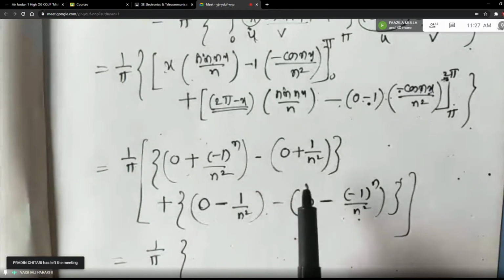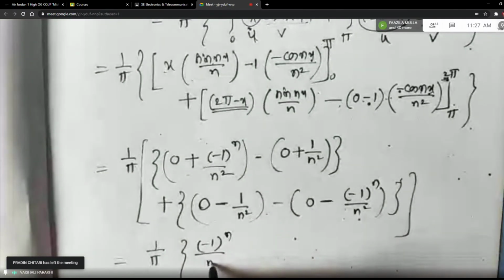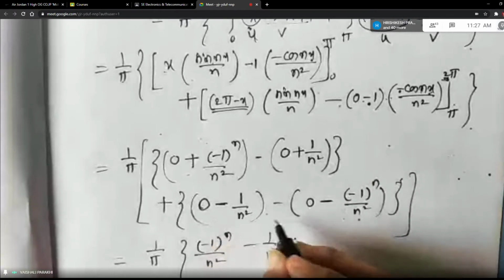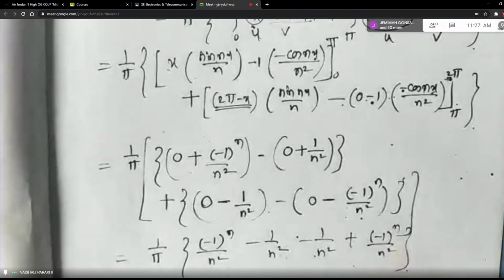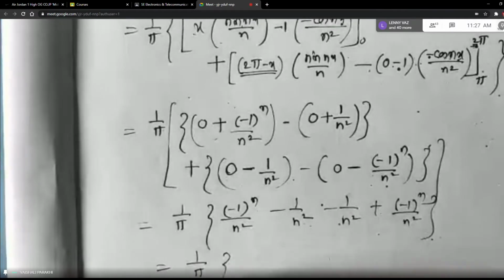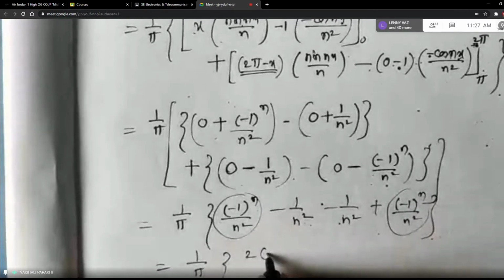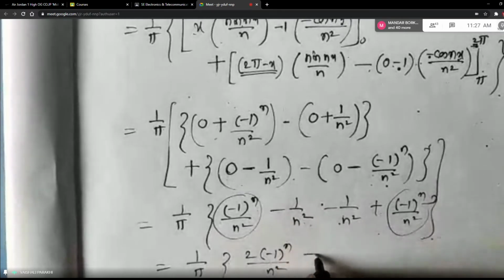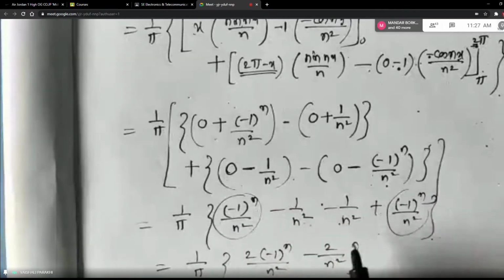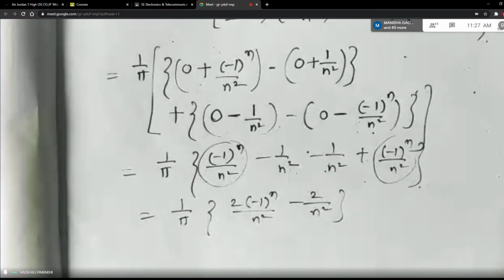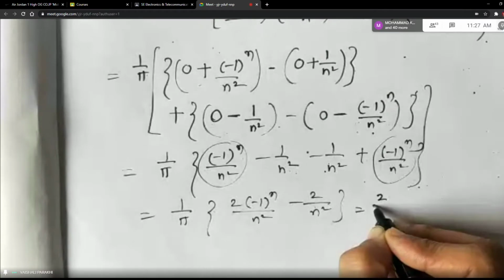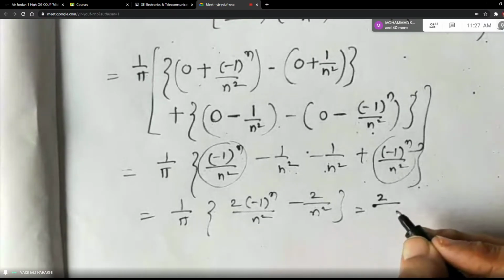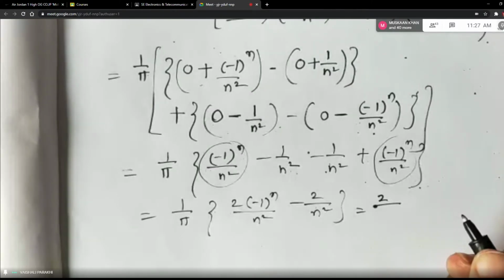Okay. So now see what happens, students. This is minus 1 raised to n upon n square. This is minus 1 by n square. This is also minus 1 by n square. And this is plus minus 1 raised to n by n square, right? So it is 1 by pi. This plus this is 2 times minus 1 raised to n by n square. And this will be minus 2 by n square, right? Minus 1 by n square minus 1 by n square is minus 2 by n square. Now what can you take common here? You can take 2 by n square common, right? So 2 by n square can come common.